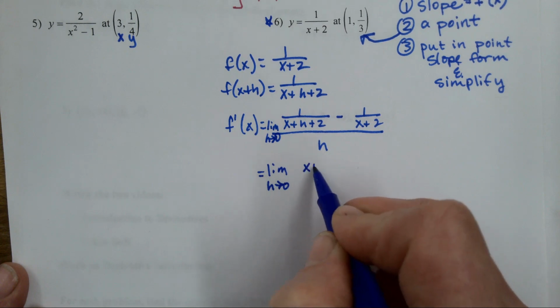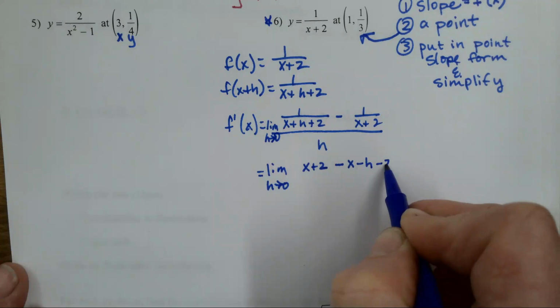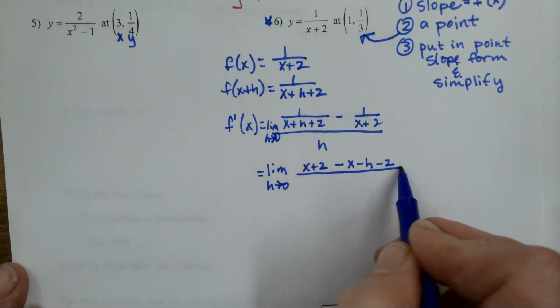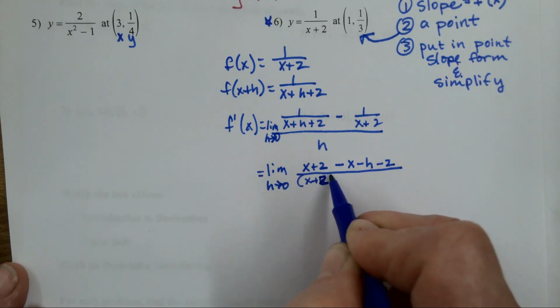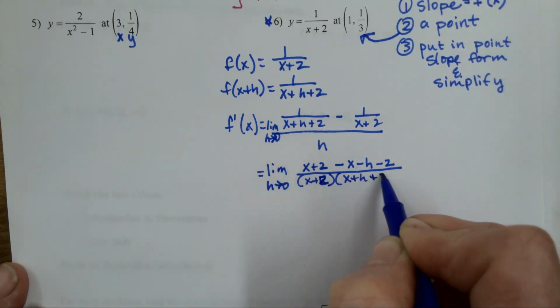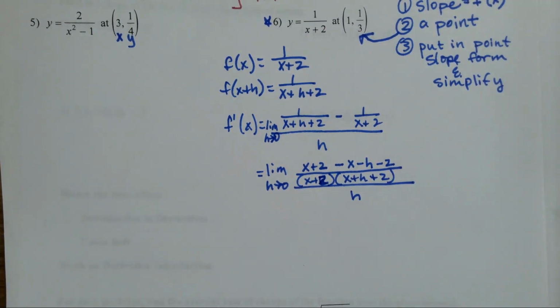That'll be x plus 2 minus x minus h minus 2 all over the common denominator, all over h. And again, all I did is when I multiplied this second fraction by x plus h plus 2, I made sure to change all the signs by distributing that negative throughout. And then I am able to do my canceling.